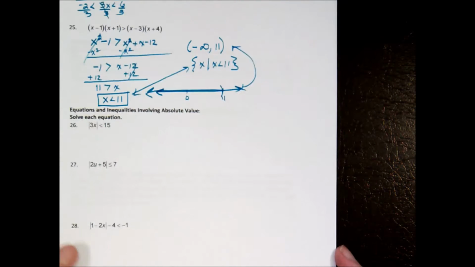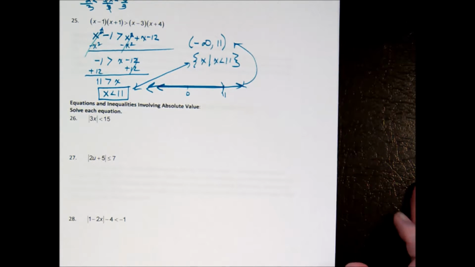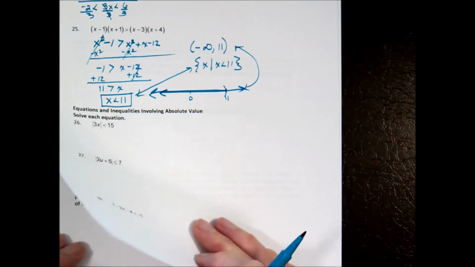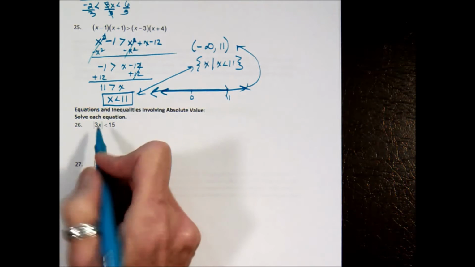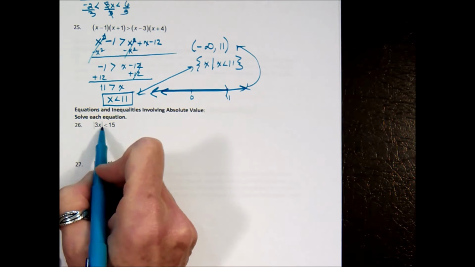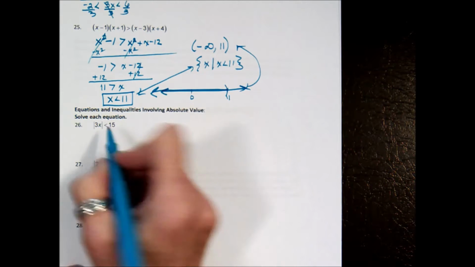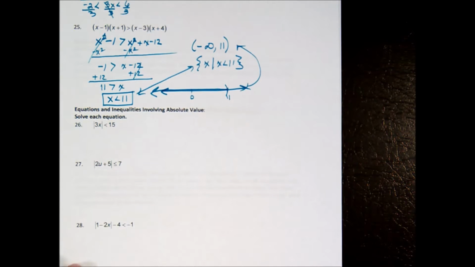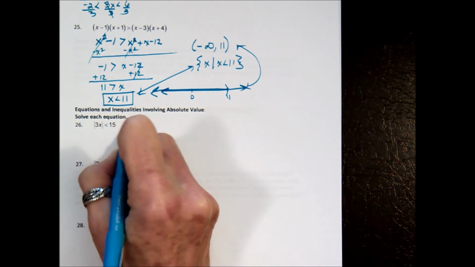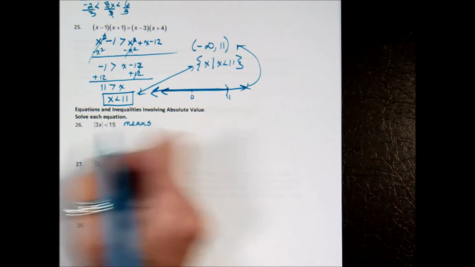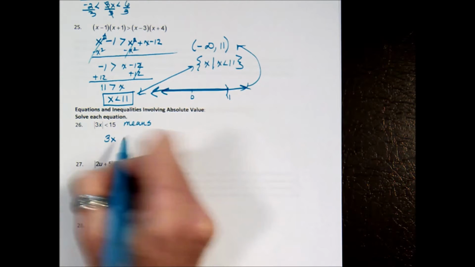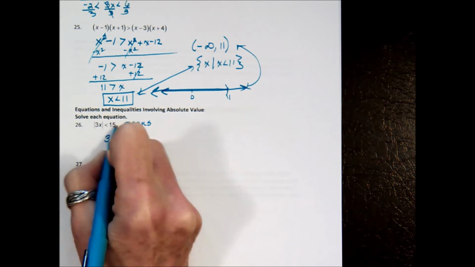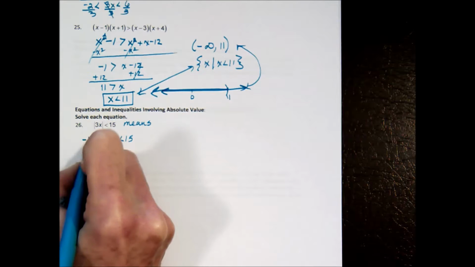All right, let's look at equations and inequalities that involve absolute value. And these are a little more difficult. So on the first one, we have the absolute value of 3x is less than 15. And if we have a less than, that is a type 1. So we know that means I take the 3x out of the absolute value, I write the right-hand side the same, and the left-hand side is the negative of that.